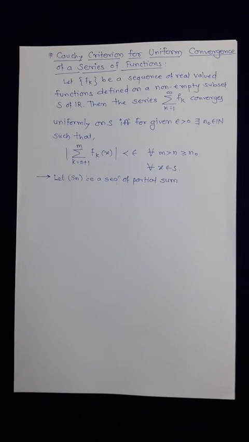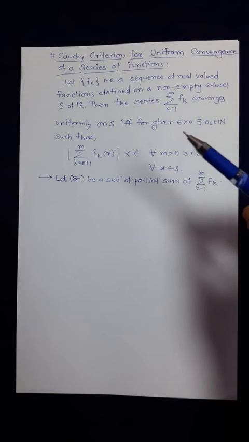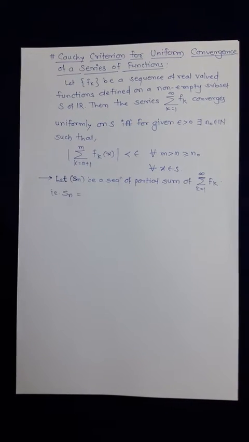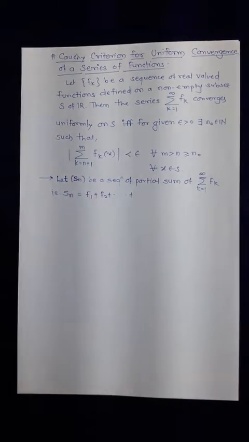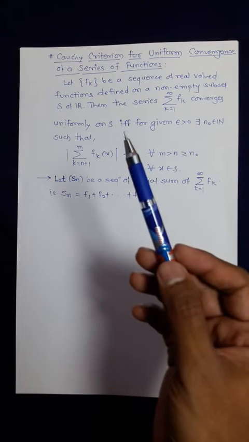Let Sn be the sequence of partial sums of the series summation Fn. Instead of Fn, I will consider summation Fk, since in the statement also they have given summation Fk. So Sn is equal to F1 plus F2 plus and so on up to Fn. Now there is an if and only if part.